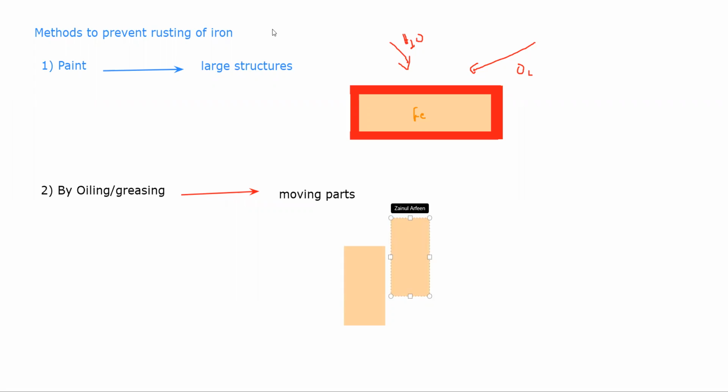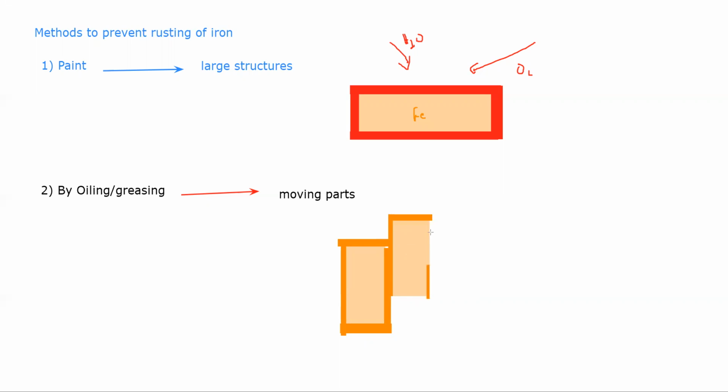So what we do, we use oil or grease to prevent rusting. The oil and the grease will reduce the friction between the parts, as well as, because this oil and grease will not allow the air to interact with the piece of iron, it will prevent rusting.